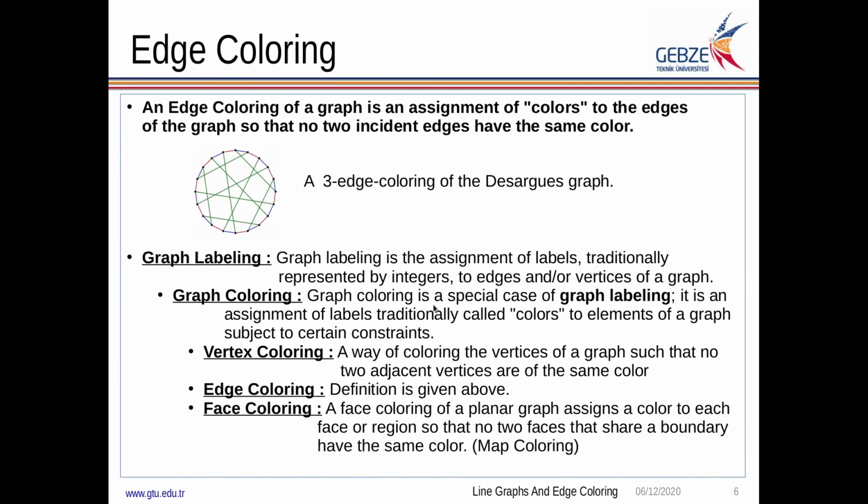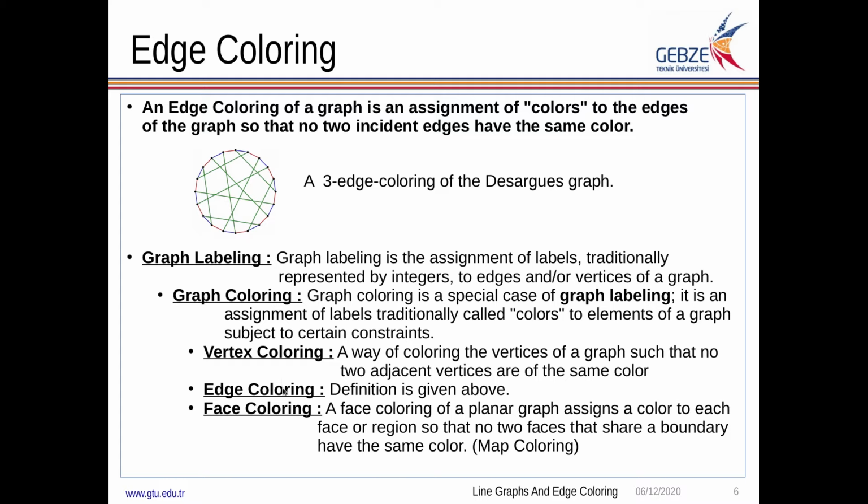Okay, an edge coloring of a graph is an assignment of colors to the edges of the graph so that no two incident edges have the same color. As an example, we have here the Desargues graph with a 3-edge coloring. Here, for example, for this vertex, the incident edges are yellow, green, blue, and red.